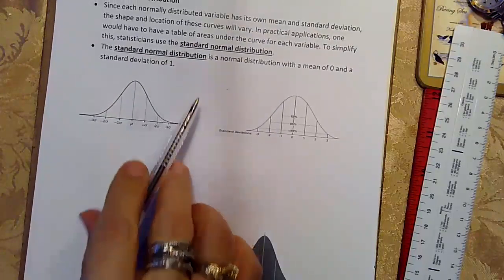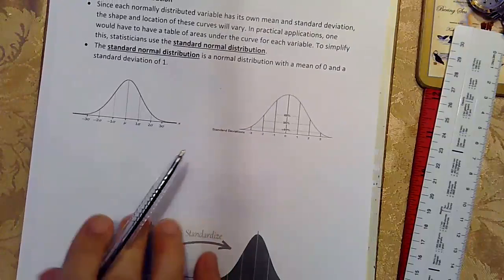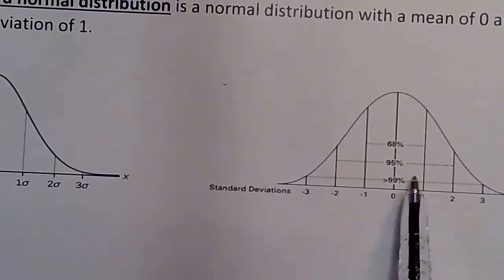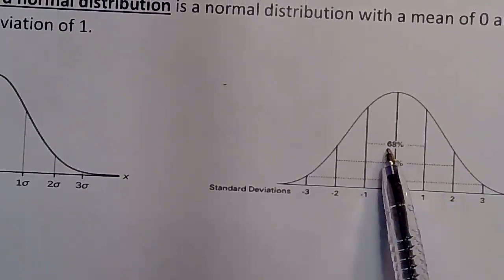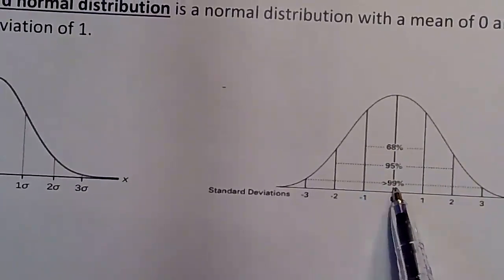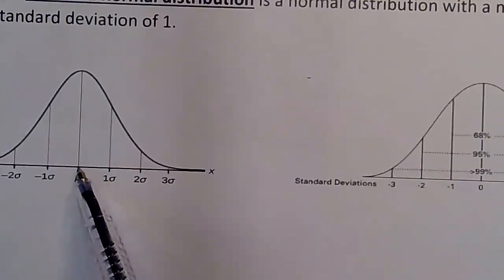So the standard normal distribution is a normal distribution with a mean of 0 and a standard deviation of 1. That's why I always write that in there. And then this is related to the 68, 95, 99% rule. I mentioned that, from the empirical rule, right?